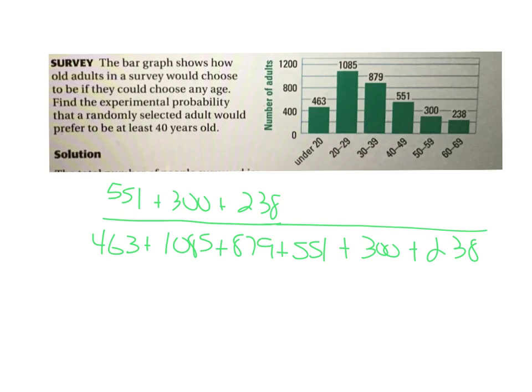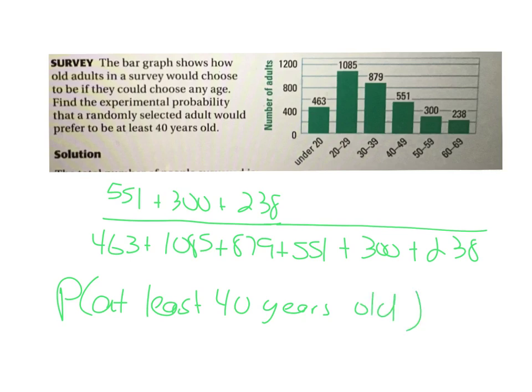And the way I should be doing this too, and I haven't been doing a good job in this video really, for the probability of at least 40, you need to write P, at least 40 years old. You need to tell in parentheses beside the P exactly what you're doing so people know. People at least 40 years old.